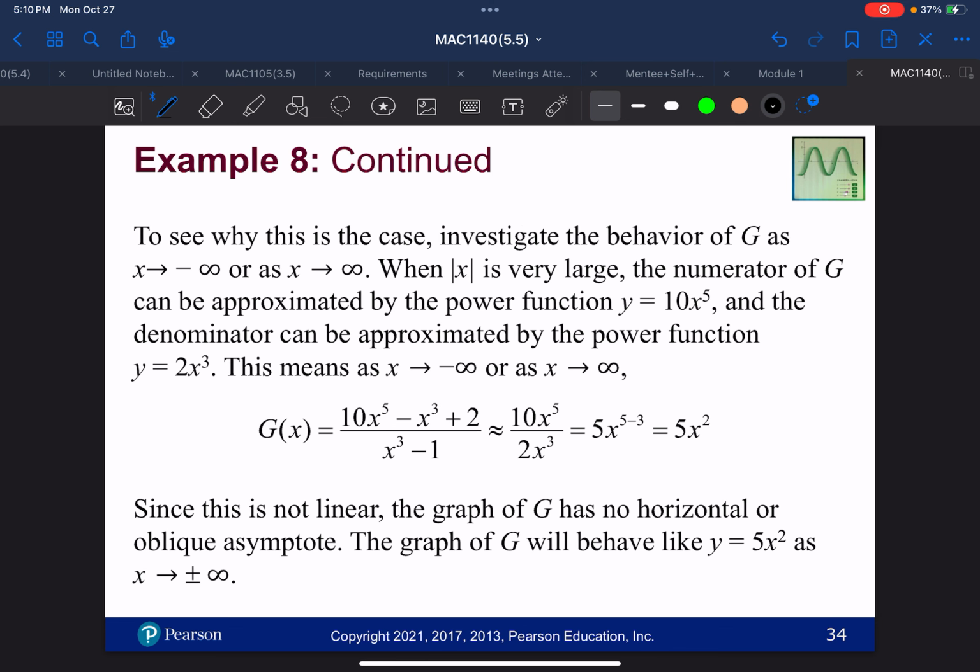So to see why this is the case, we will investigate the end behavior of g as x approaches negative infinity and positive infinity. So again, same reasoning. If we look at the numerator here, as values of x get very, very large, the end behavior will tend to go towards that leading term, 10x^5, that power function. And then on the denominator, the end behavior will go towards that power function of x cubed.